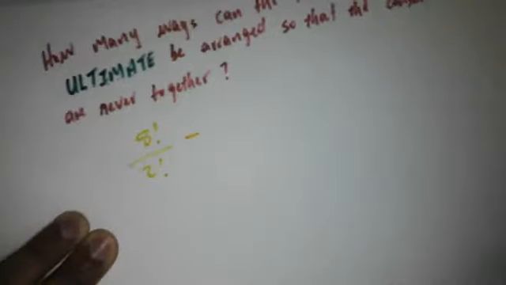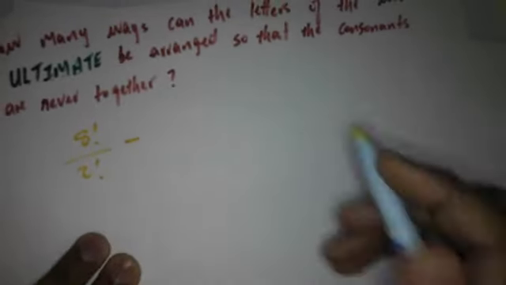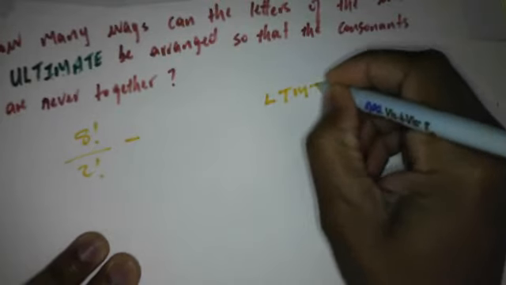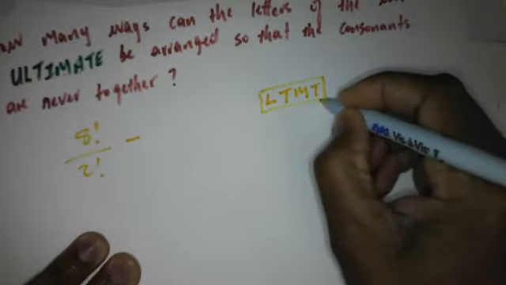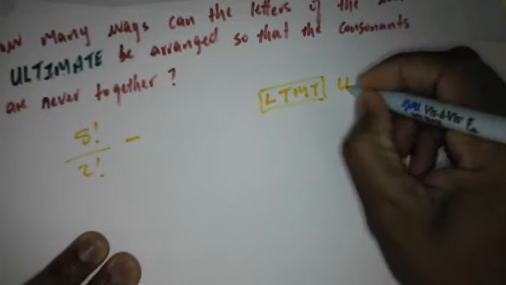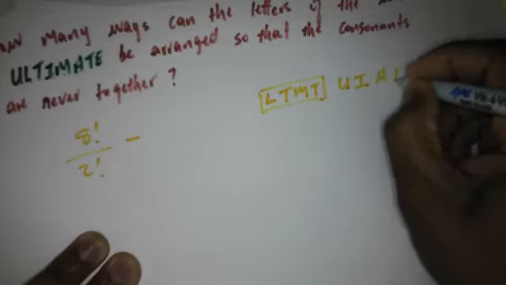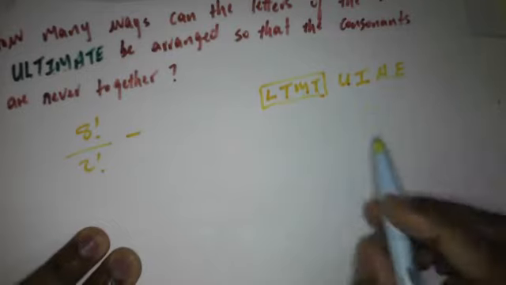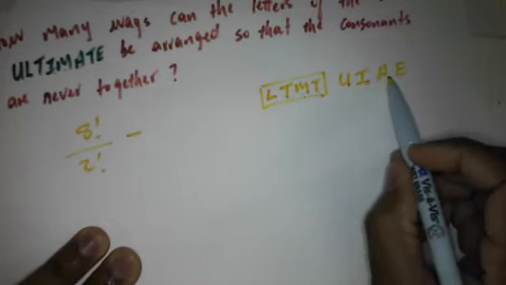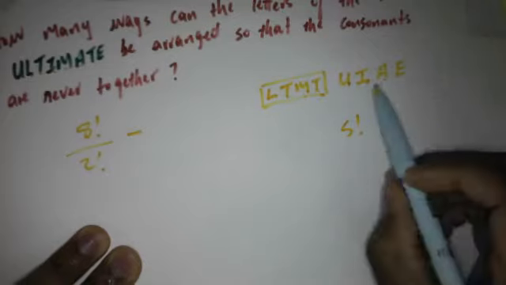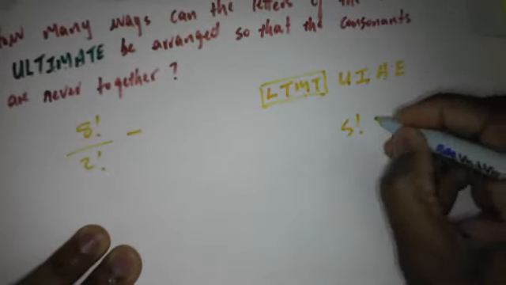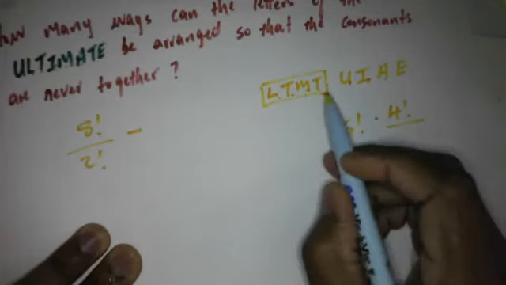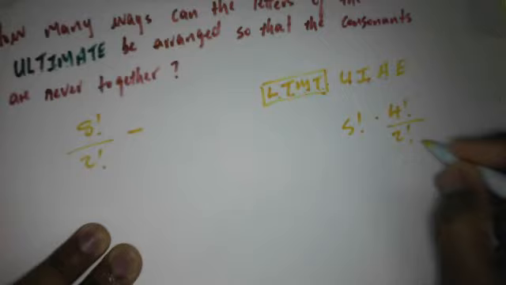Okay? Minus when the consonants come together. So when the consonants come together, that would be L, T, M, T. Okay? And the other letters would be U, I, A, E. So it would be 1, 2, 3, 4, 5, 6, 7, 8. Good. So it would be 1, 2, 3, 4, 5. That would be 5 factorial. There is no repeat here. Times, this is 1, 2, 3, 4. 4 factorial divided. We see that T repeating 2 times divided by 2 factorial.